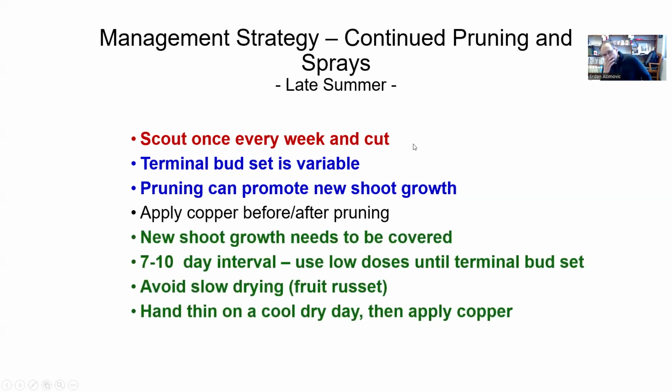Okay. If you get new shoot growth because of the pruning, it needs to be covered with copper. You're trying to disinfect those newly developing shoots, and a 7 to 10 day interval using low rates of copper is important up until you get the terminal bud set. And again, don't spray copper when you know you're going to have slow drying, like from rain. In general, always try not to do the hand thinning on a wet day. Try to find a good, cool, dry day when you do the hand thinning, and after you're done with hand thinning, apply a low rate of copper.